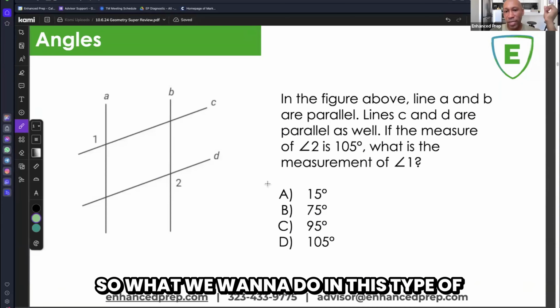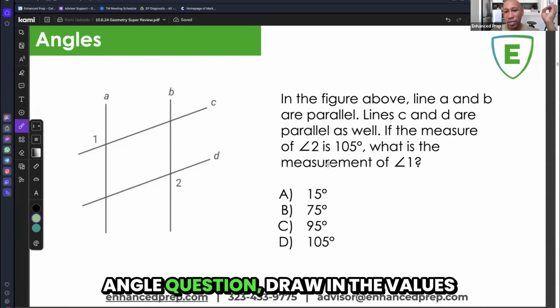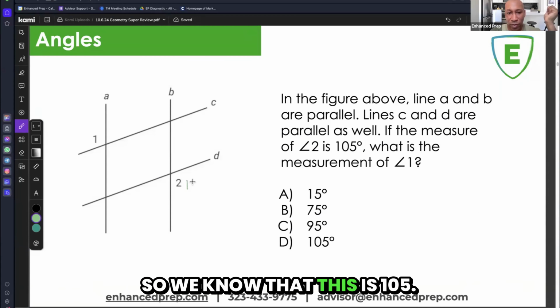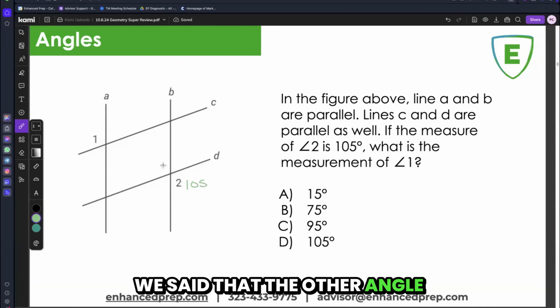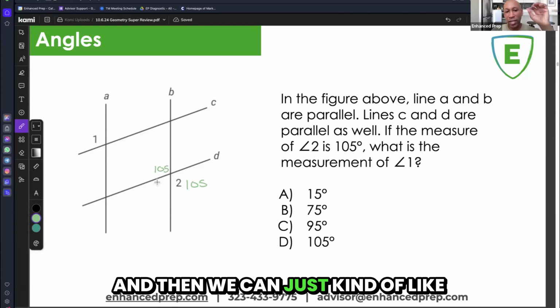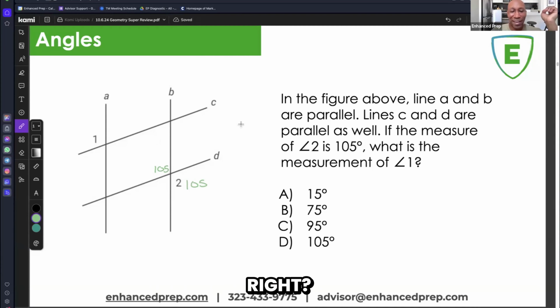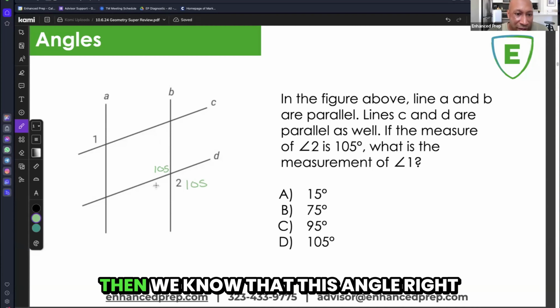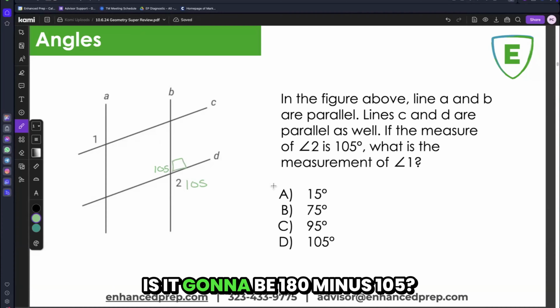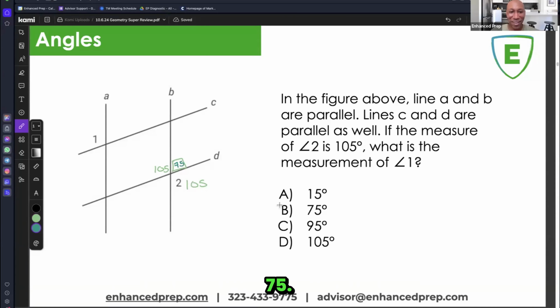So what we want to do in this type of situation, whenever you get an angle question, draw in the values where they go, right? So we know that this is 105. We said that the other angle opposite of it is going to be 105, right? And then we can just start to make our way around. If this is 105, then this angle right here is going to be what? Is it going to be 180 minus 105? Correct. Which is 75.